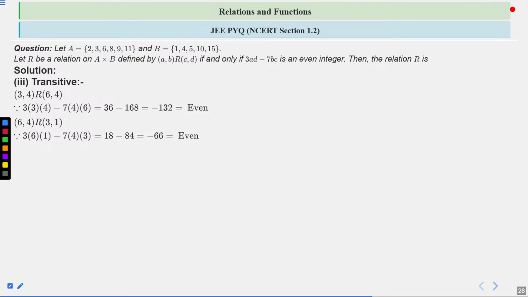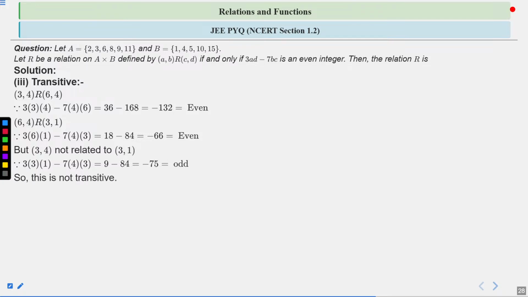So (3,4) is related to (6,4), and (6,4) is related to (3,1). Then for transitivity, (3,4) should be related to (3,1), right? So let us check whether it is related or not. But (3,4) is not related to (3,1), as 3 into 3 into 1 minus 7 into 4 into 3 is equal to 9 minus 84, which is minus 75, which is not even, it is odd, right? So we can say that it is not transitive. So the given relation is reflexive and symmetric, but it is not transitive. Got it? Hence, the relation is reflexive and symmetric, but it is not transitive. Okay. Let us move to the next question.